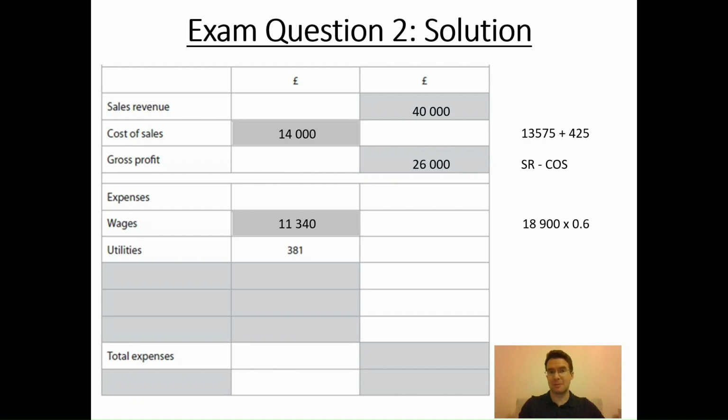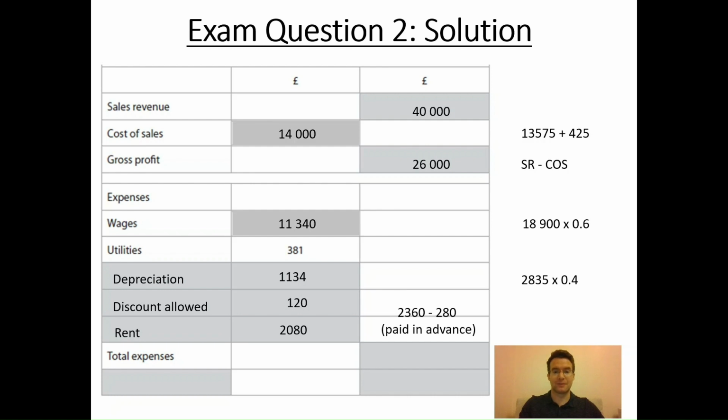Her utility bills remain the same, but her depreciation, of course, she chose to depreciate by 40% rather than just the 20%, so that means her depreciation was actually £1,134. The discount allowed remained at £120, and her rent remained at £2,080. Once again, in order to calculate the total expenses, we calculate all five of them by adding them together, and then we get total expenses of £15,055.